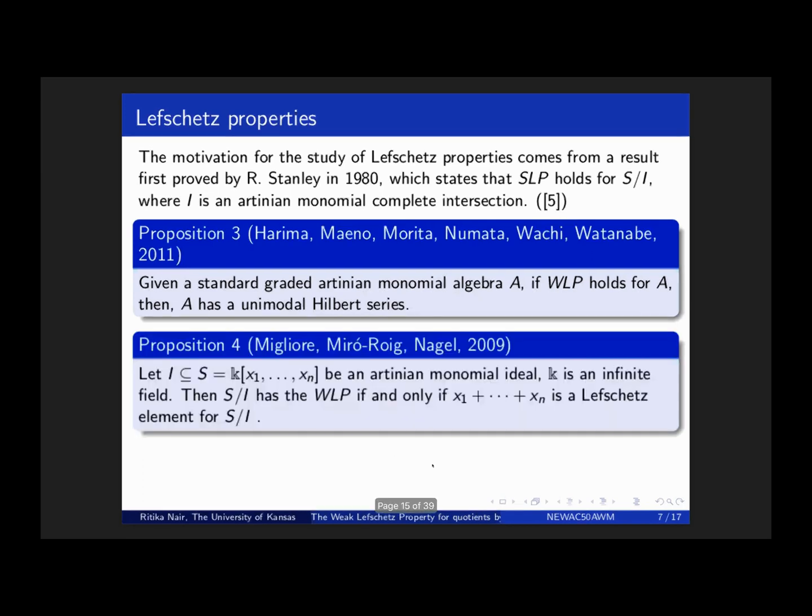Then the next one is, we don't have to keep searching for any random general linear form. So this result in 2009 actually gave us the fact that this quotient S mod I has the weak Lefschetz property if and only if the sum of the variables itself is a Lefschetz element for S mod I. So this sort of gave us a characterization that we can just consider the linear form formed by the sum of the variables.